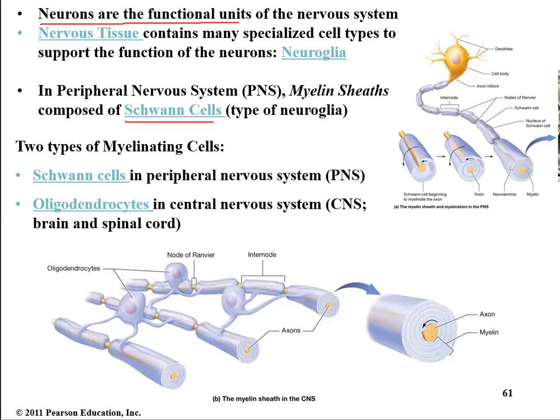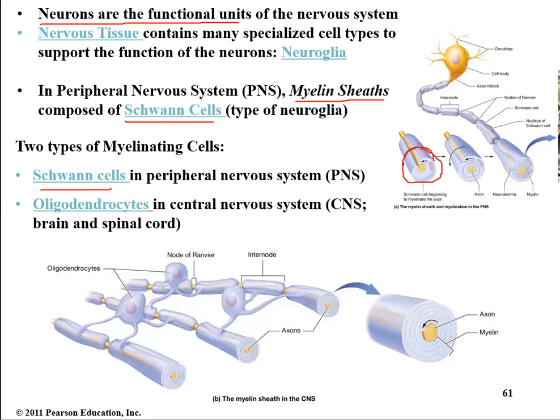In the peripheral nervous system, myelin sheaths are composed of Schwann cells, right? The Schwann cells are not being depolarized. They are not sending action potentials, none of that stuff that the neurons do, but they really do help the neurons to accomplish those goals. Okay, so remember here, this is a Schwann cell. There are two different types of myelinating cells. The Schwann cells, of course, are in the peripheral nervous system.